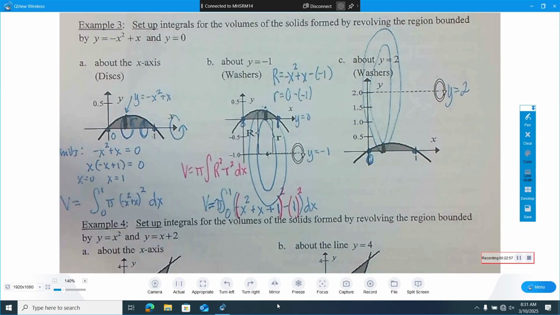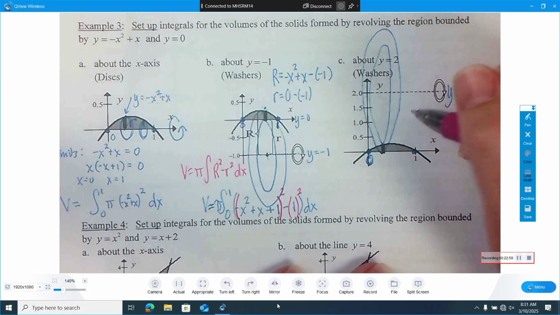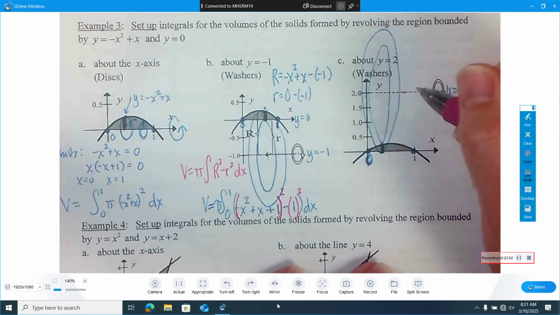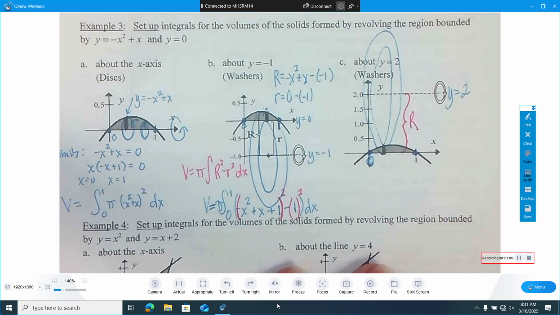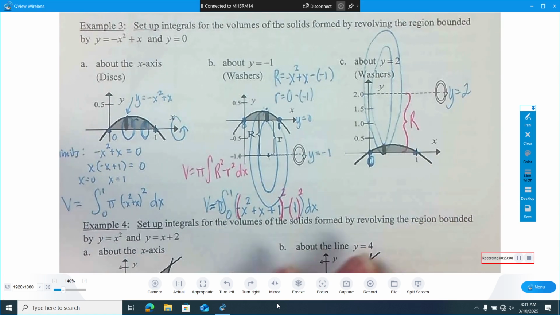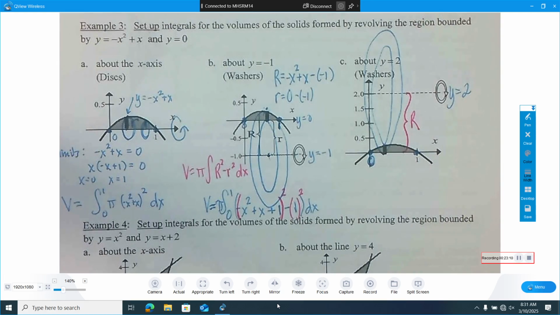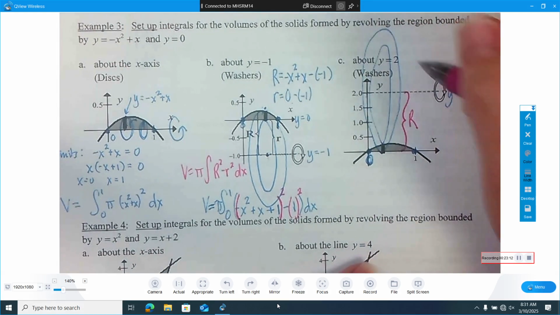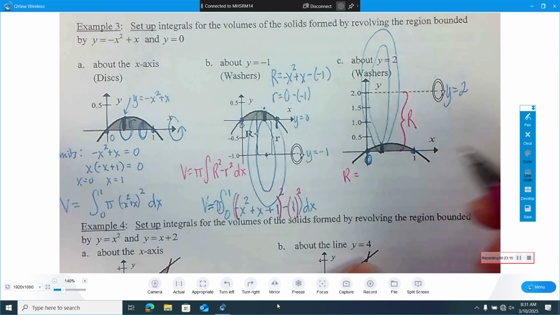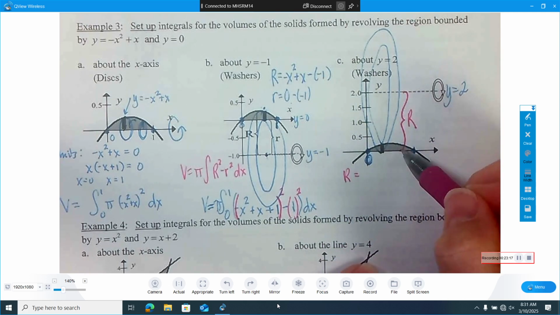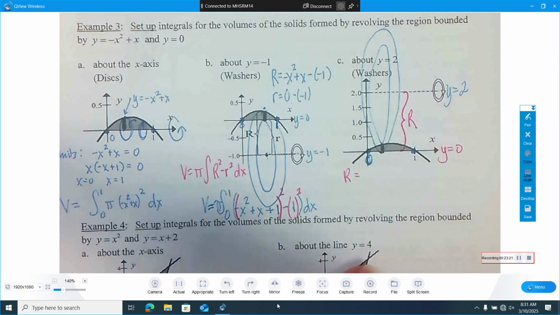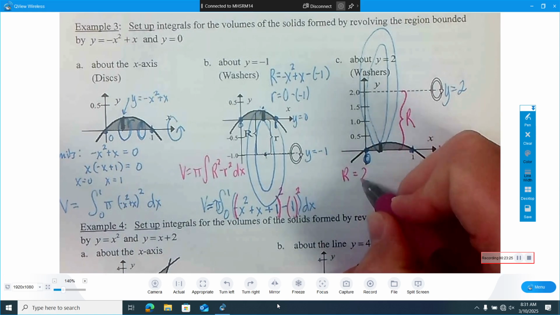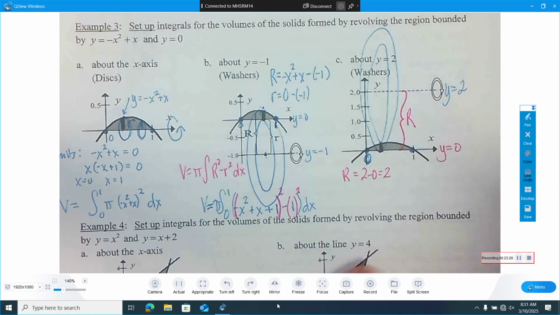But once again, we need to find those radii. So the big radius goes from our axis of revolution to here. There's big R. How do we figure out big R? Top minus bottom. So big R is going to be, this is the line y equals 0. Yeah, just 2 minus 0, which is just 2.